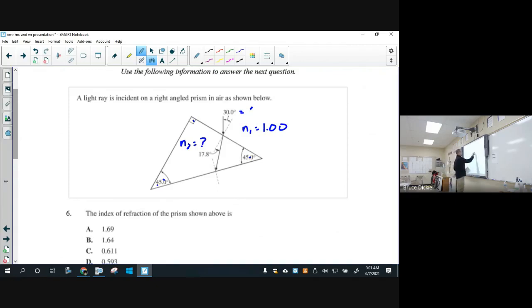We're going to say theta 1 is the angle of incidence, 30 degrees, and theta 2 is 17.8 degrees. So let's just use Snell's law. There's two equations for Snell's law. n2 over n1 is equal to sine theta 1 over sine theta 2. And then we have n2 over n1 is equal to v1 over v2 equals lambda 1 over lambda 2. We're going to use the first one.